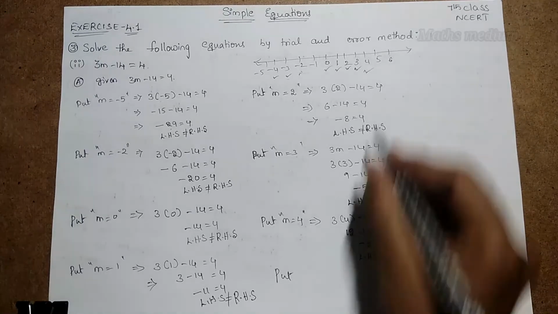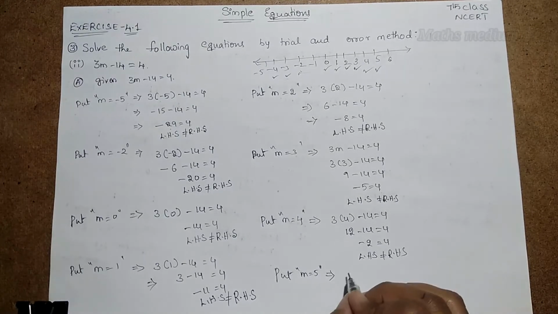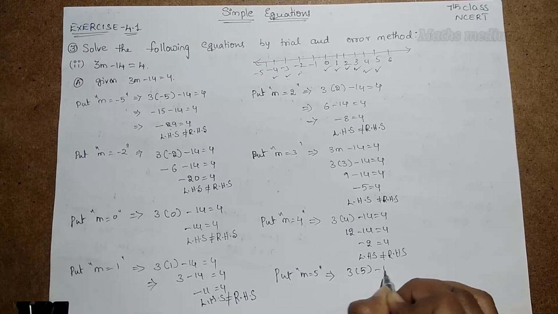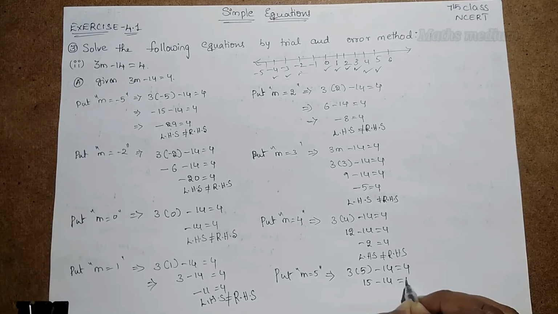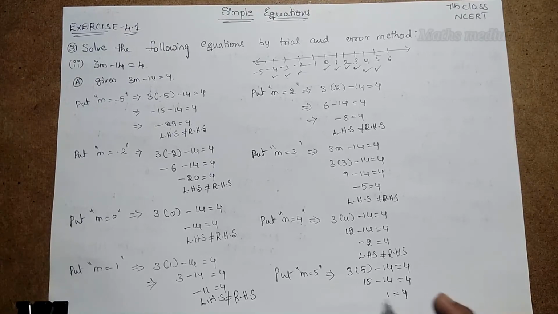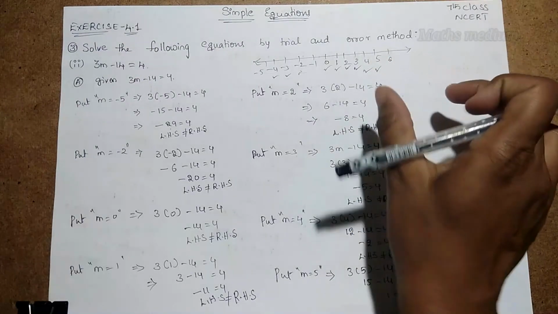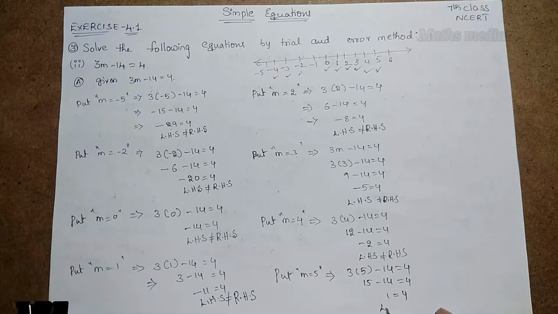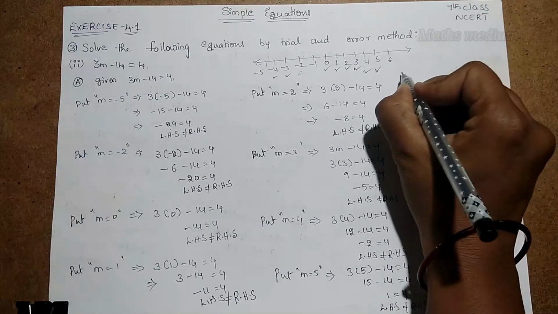Next put the value 5, m equal to 5. Now 3 into 5 minus 14 equal to 4. 3 fives are 15, minus 14 equal to 4. So 1 equal to 4. See here we get a positive value at 5. So our answer is near to 6, 7, 8, the numbers between. Here L.H.S does not equal R.H.S because, see here we get all negative answers on the L.H.S, but here we get a positive value. So we hope the answer is near. So let's start with another number.